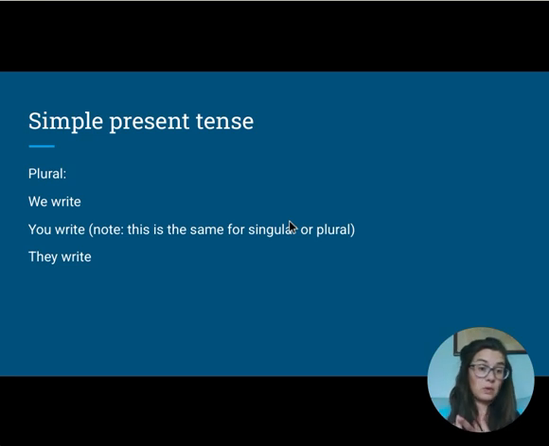Plural would be first person, we write. Second person, you write. Note that that's the same as singular. So singular second person is you. Plural second person is also you. You write could be one person you're talking about, or it could be you write, talking about a whole group of people. For example, if you're a camp counselor and you're talking to the kids in your cabin that you're in charge of, you could say to all of them, you need to write to your parents today, but you're talking generally to all of them. And then third person plural is they write.